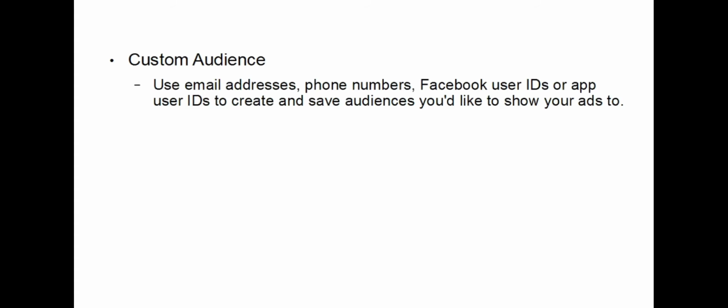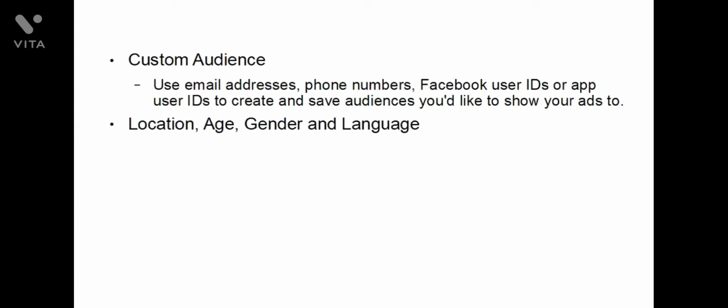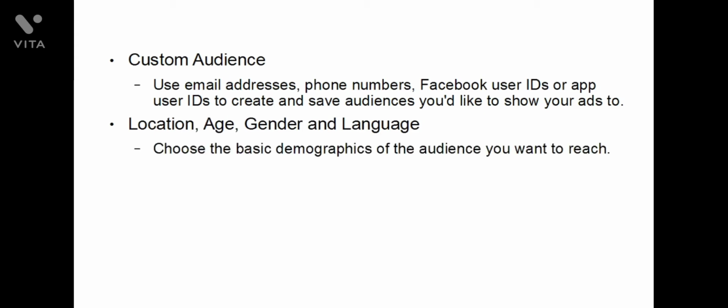Now, you can create a custom audience if you want. You can use email addresses, phone numbers, Facebook user IDs or app user IDs to create and save addresses that you'd like to show your ads to. So you can make sure that only people who you've specifically selected will actually get to see your ad. Nobody else will. You can also choose by location, age, gender, and language. Basically, these are the most basic demographics of the audience that you want to reach.